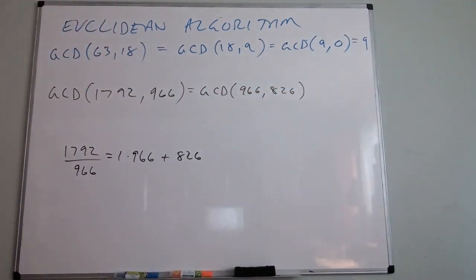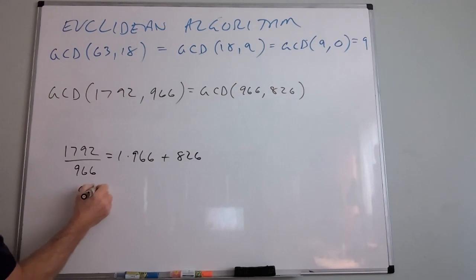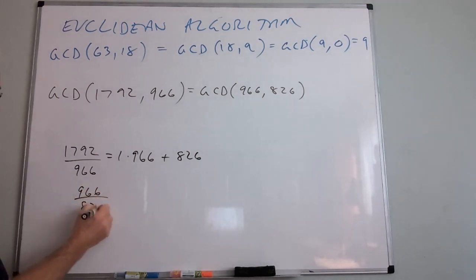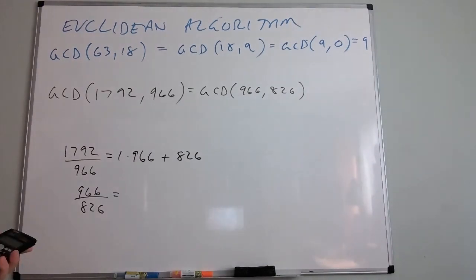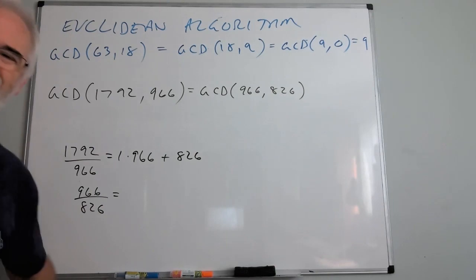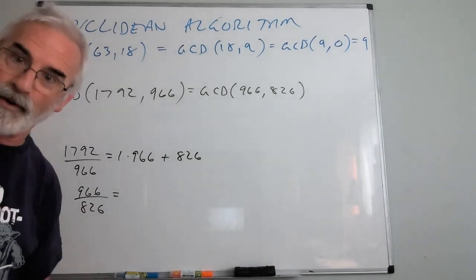Okay, that's the key. That's my next step here. All right. Now, the next thing is I want 966 over 826. Well, again, that's going to be 1 point something. So 966 divided by 826 is 1 point something. I don't care about the one. I care about the point something.